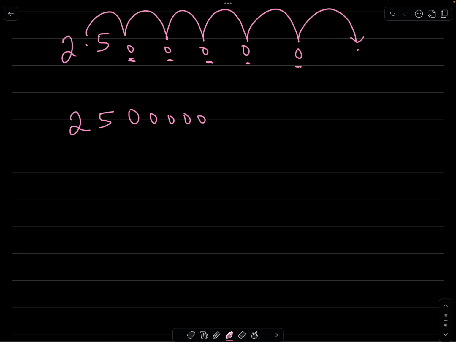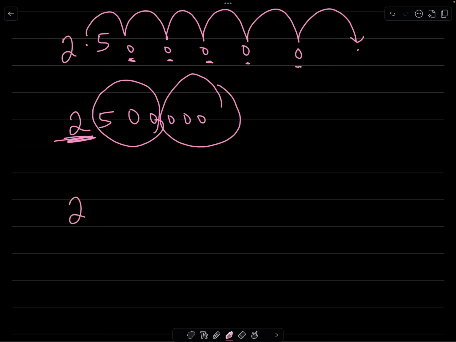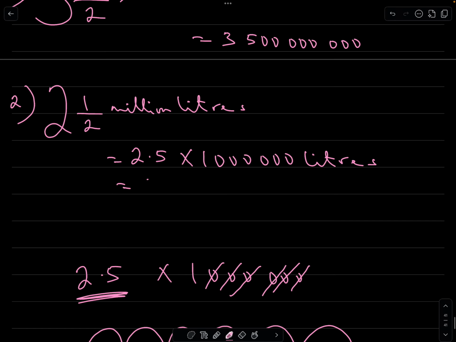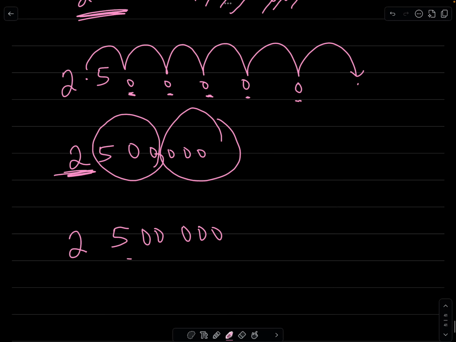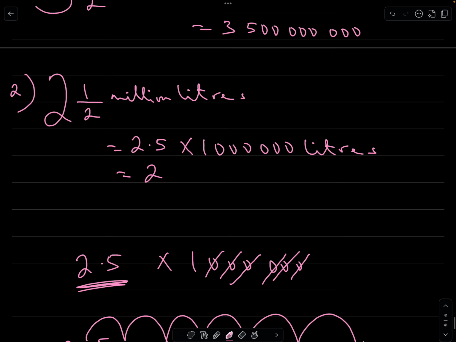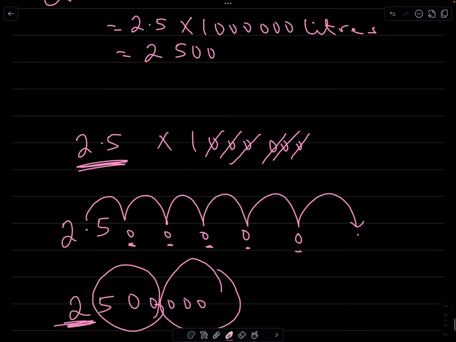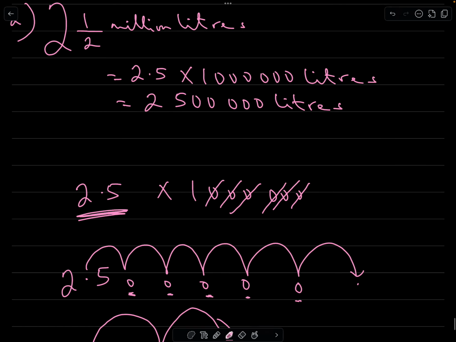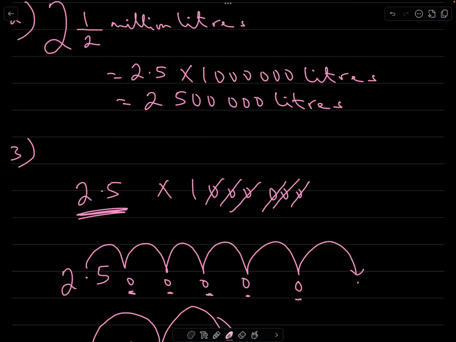You can now arrange properly. You know that you should arrange in groups of 3s. This is one group, another group, and this 2 will stand alone. So that's 2, you leave a space, 5, 0, 0, leave another space, 0, 0, 0. And that's the answer. Don't forget the unit: liters. That's 2,500,000 liters.